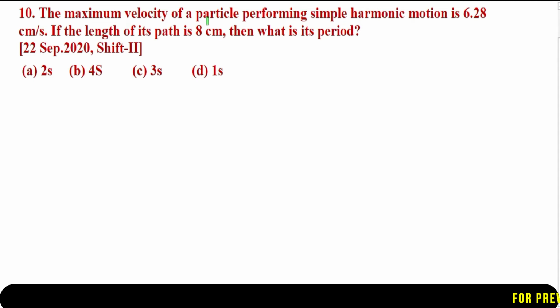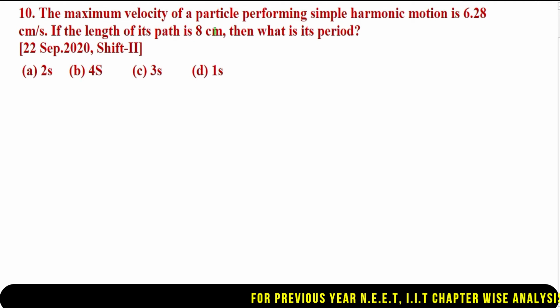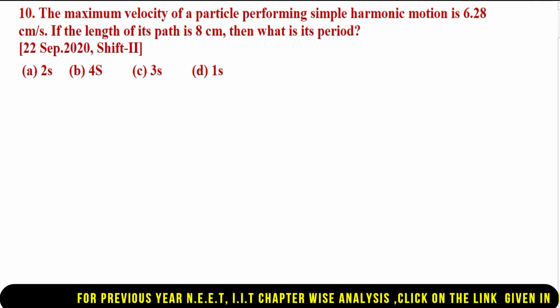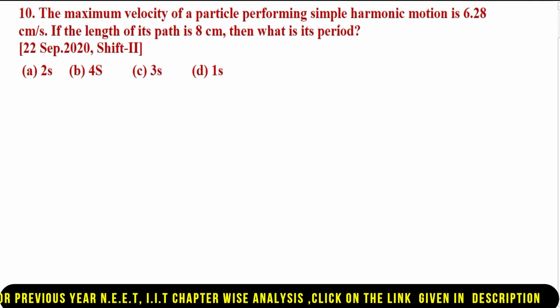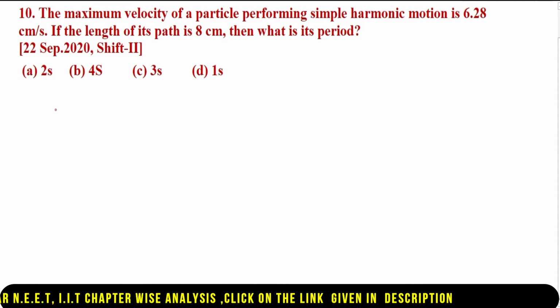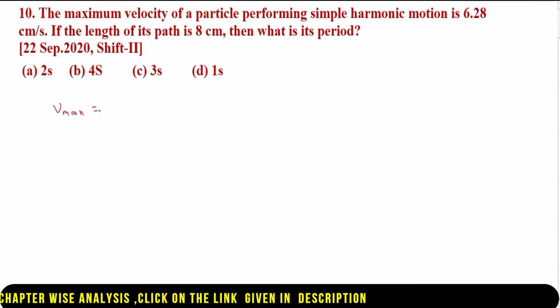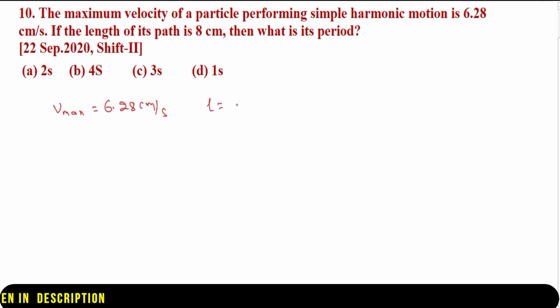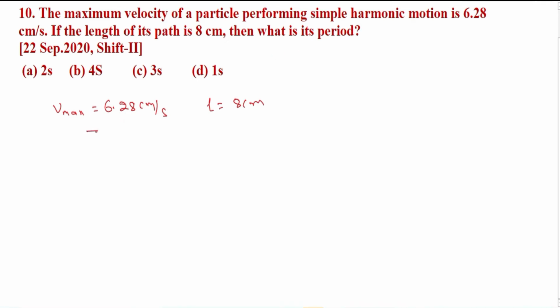Our next question is, the maximum velocity of a particle performing simple harmonic motion is 6.28 cm per second. The length of the path is 8 cm. Then what is its period? So what did he give? He gave the maximum velocity of the particle performing simple harmonic motion as Vmax equal to 6.28 cm per second, and he gave the length of the path as 8 centimeters. He asked us to calculate the value of the time period.